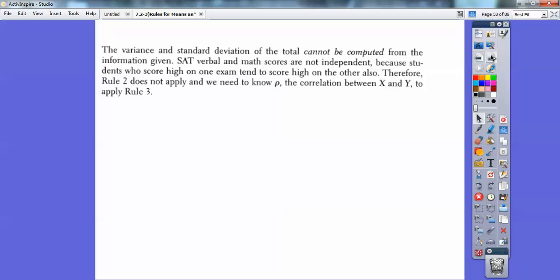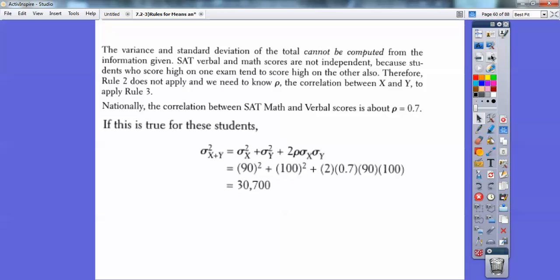So let's go ahead and give that here. Suppose that their correlation is 0.7. They're not independent of each other, they're dependent. So if this is true, then we can use this formula right here. We square the standard deviations, and that gives us our variances. All I'm doing is using that formula right up above. There's the 2, there's the correlation, there's the standard deviation of X, the standard deviation of Y, and we get 30,700.